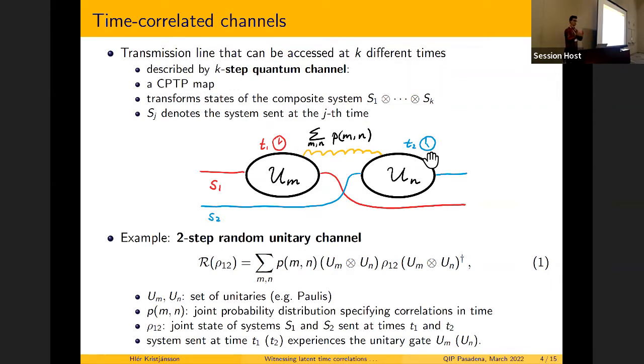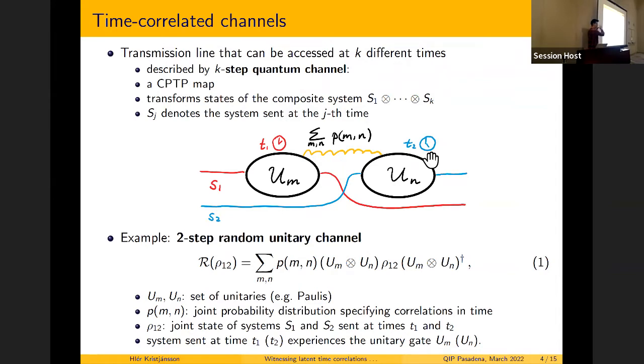For example, a two-step random unitary channel is given by equation 1, which essentially consists of a system S1 sent at time T1, and a unitary UM acts on that system. And then at time T2, you send another system S2, and this undergoes some random unitary UN. But the randomness is correlated between the two uses, described by this probability distribution PMN. And so the overall state that this channel acts on is the composite state rho 1,2 over the two times.